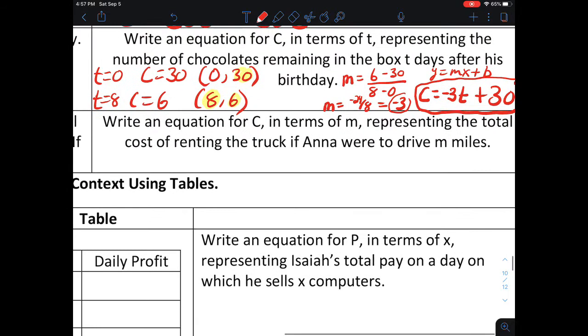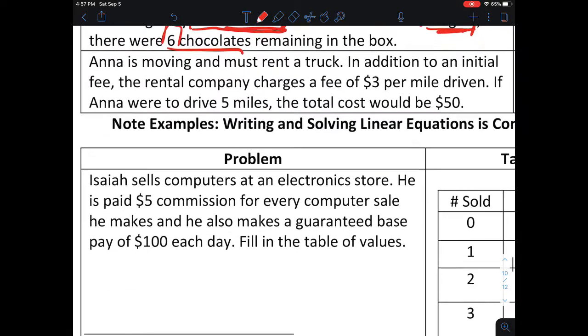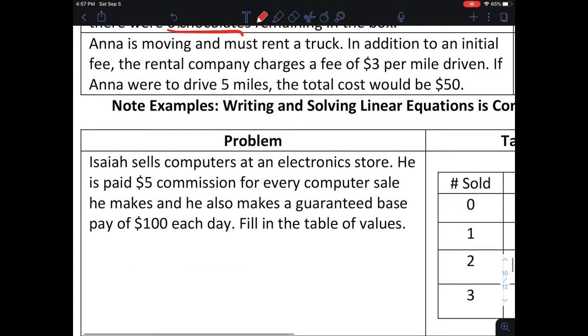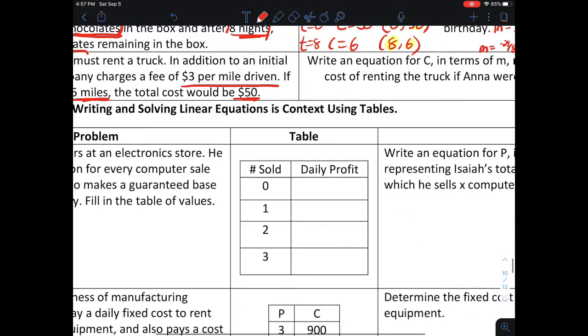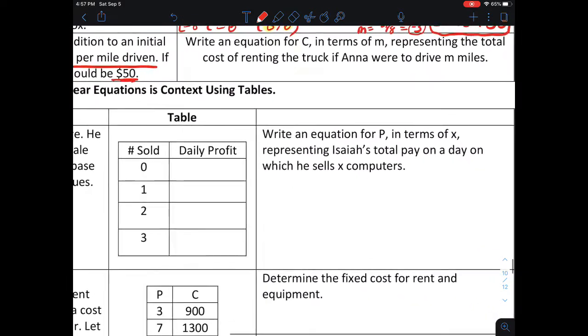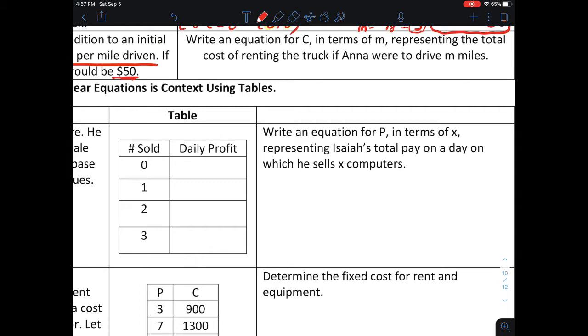Okay, let's look at one more of these where we just practice writing an equation. Anna is moving. She's got to rent a truck. In addition to an initial fee, the rental company charges $3 per mile. If Anna drove 5 miles, her total cost would be $50. So I want to write an equation for C, the cost of the truck, for Anna to drive M miles.